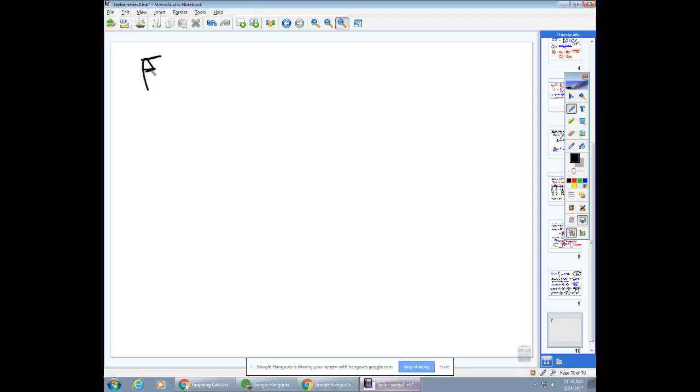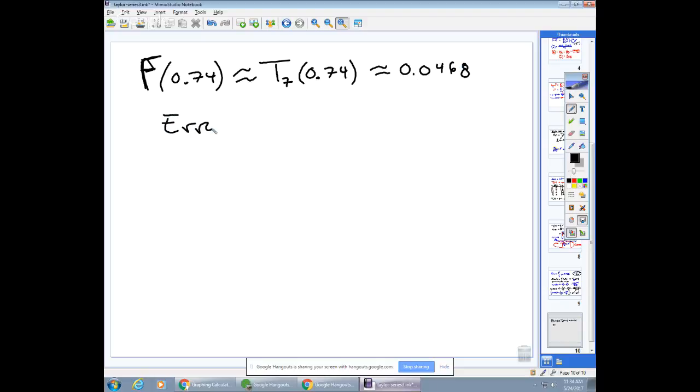So F of 0.74 is approximately equal to t sub 7 of 0.74, and we are calculating that that is about 0.04, anybody remember? 68, thank you. 0.468. Okay, so next we want to try and find the error on that. So to analyze the error, it is always exactly equal to the next derivative. So that would be the 8th derivative of our function, evaluated at some magic number, times our x value, 0.74 to the power 8, divided by 8 factorial.